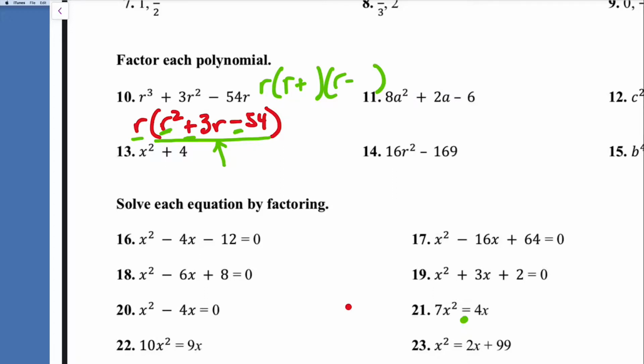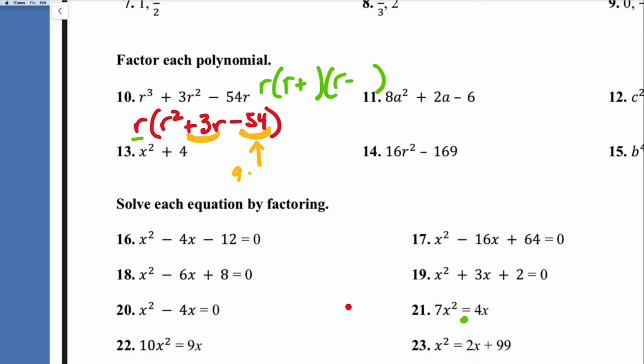The next question, and this is the trickier part, is what are the two terms that when I multiply them give me 54, but when I add them together give me 3? Remember, I need two terms. So what are the factors of 54? That's what you have to ask yourself.